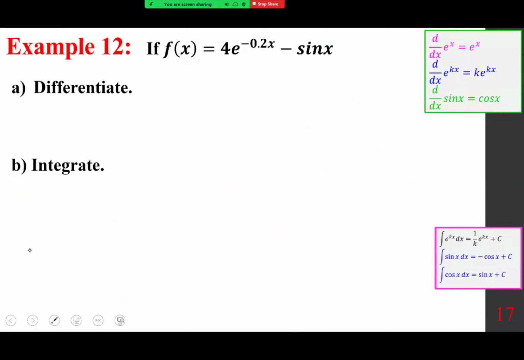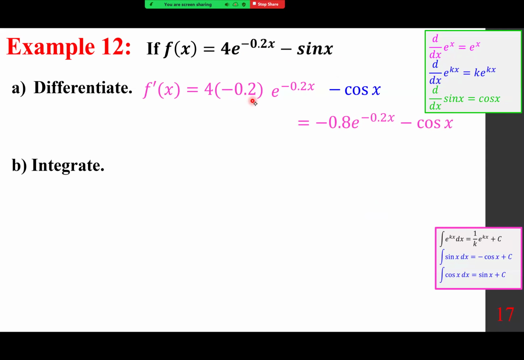We have this function and we want to differentiate and we want to integrate. The reason I want to do that is because I want to remind you of something that sometimes students make a mistake on. When it comes to exponentials and sinusoidal functions, for exponentials, when you differentiate, you multiply by negative 0.2, you multiply by this k, if you will. So we get 4 times negative 0.2 and itself, e to the power negative 0.2x. Sine, the derivative is cosine, so minus cosine. And you rewrite this as negative 0.8 e to the power minus 0.2x minus cosine.